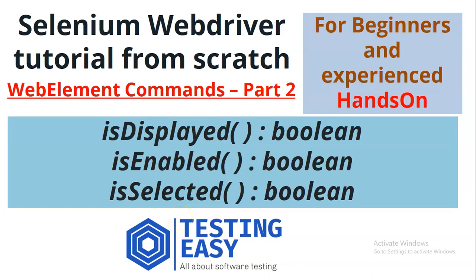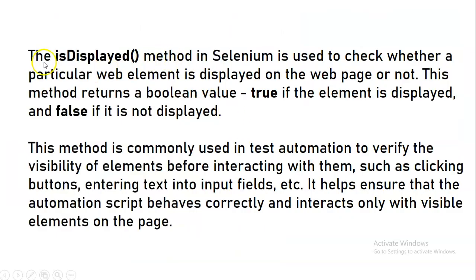So in this video, I'm going to show you the usage of isDisplayed, isEnabled, and isSelected commands in Selenium. So let's start. First of all, the first method is isDisplayed. This method in Selenium is used to check whether a particular web element is displayed on the web page or not. This method returns a boolean value. It returns true if the element is displayed and false if it is not displayed.